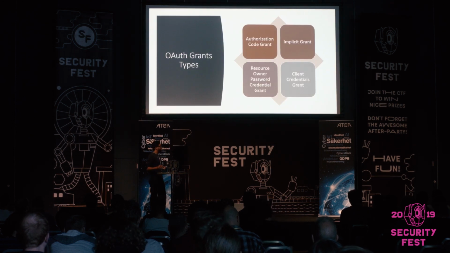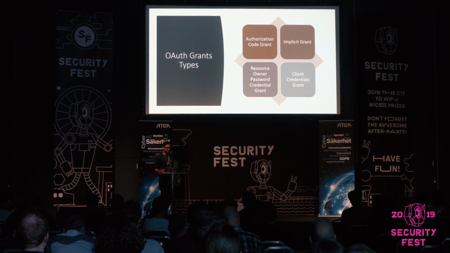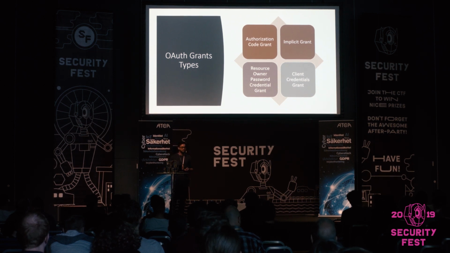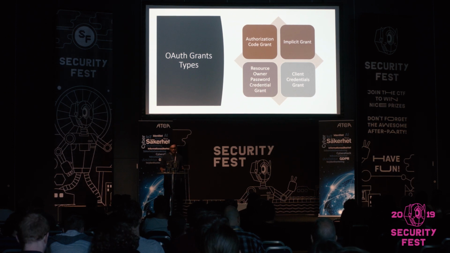Coming on to the various grant types, there are 4 of them. One is the authorization code grant, another one is the implicit grant, then the resource owner password credential grant, and the client credential grant. All of these are used in different situations or scenarios. We'll be covering the first 2.